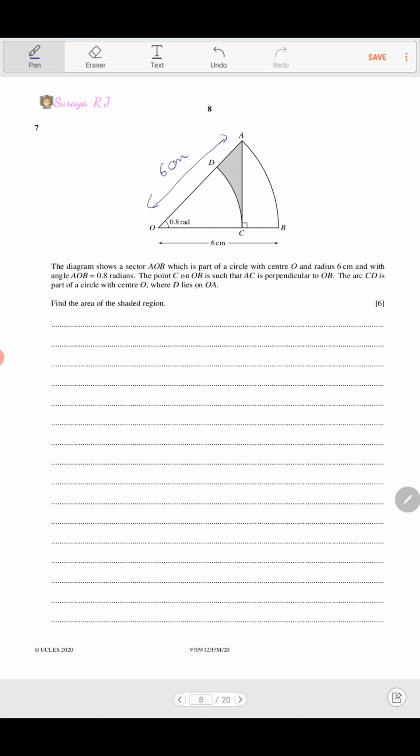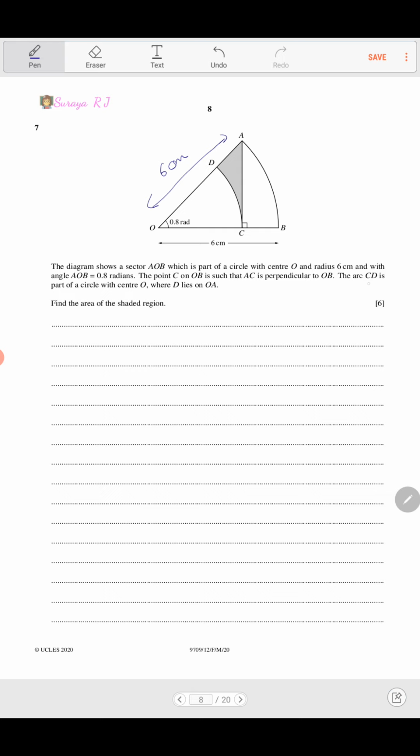The point C on OB is such that AC is perpendicular to OB. Now we have a point C which lies on the radius OB, and we have AC which is perpendicular to OB. That is why they intersect here at an angle of 90 degrees or pi by 2 radian.